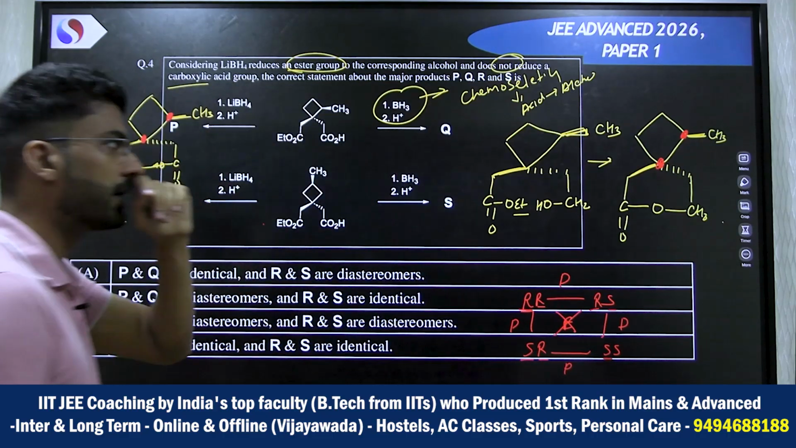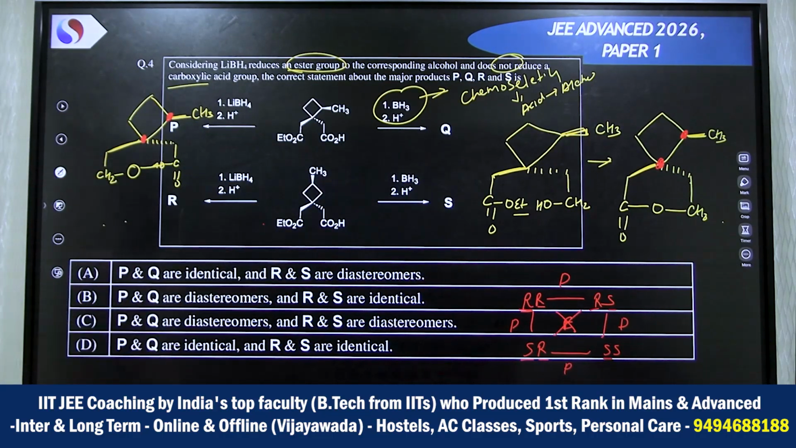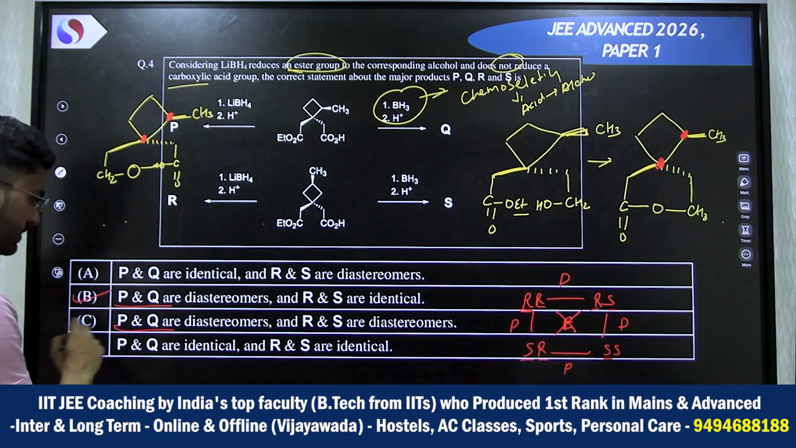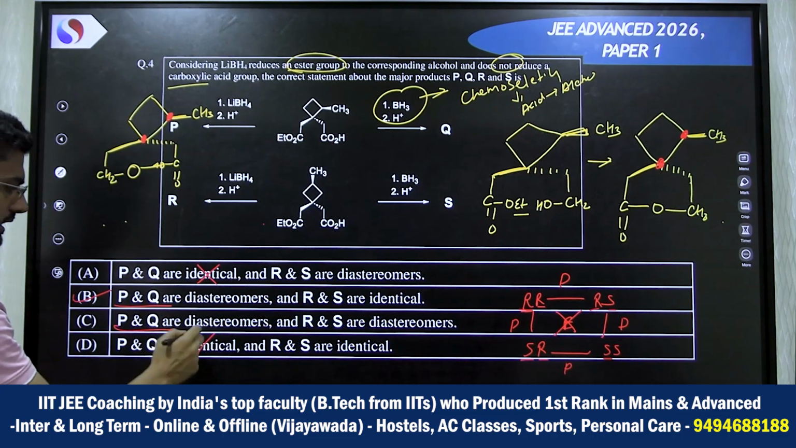So what will be the relationship between them? They are not identical. So they are diastereomers. P and Q are diastereomers. So saying they are identical is wrong.